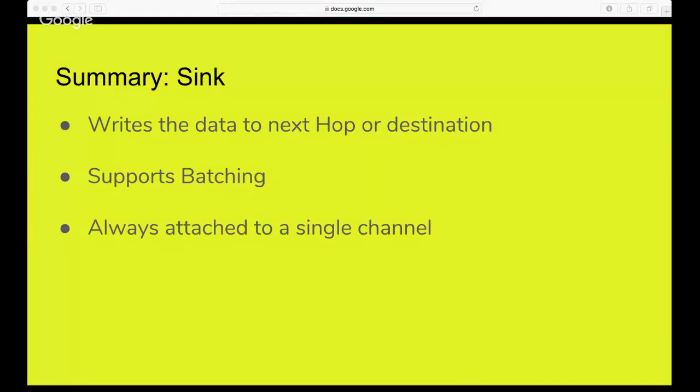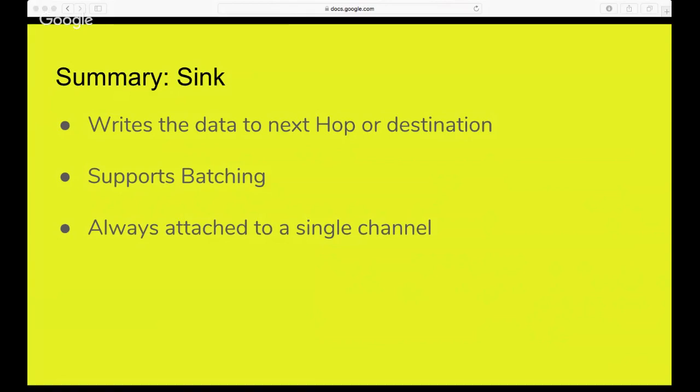So apart from these built-in components, we can also create our own custom sources, channels and sinks through Java, and we can deploy them into Flume. Channel selectors can be replicating channel selectors, which is the default, or a multiplexing channel selector, or a custom channel selector.